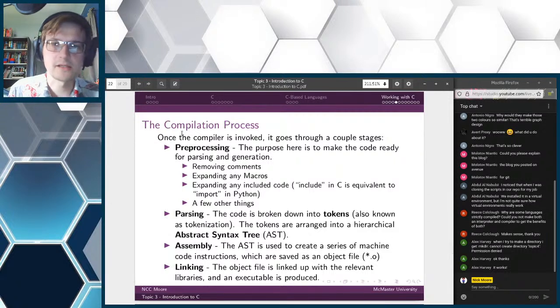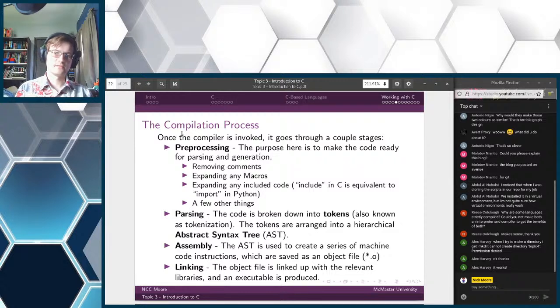So what is this compiler doing? Once the compiler is invoked, it goes through a couple of stages. The first stage, aptly enough, is pre-processing. The purpose of pre-processing is to make the code ready for parsing and generation. The first thing you do is remove all comments. So it just scans through the file and removes all the comments.